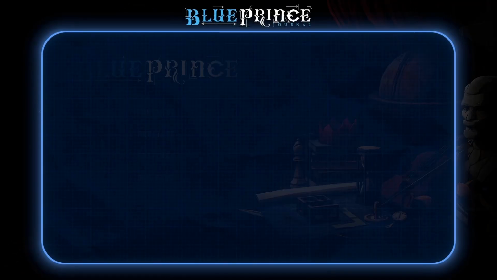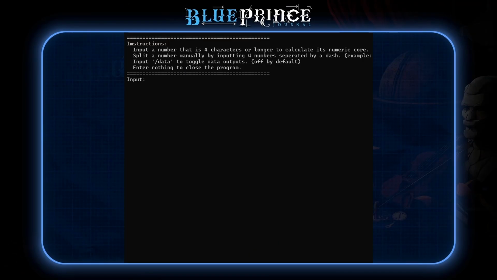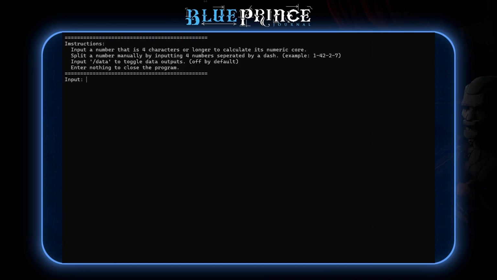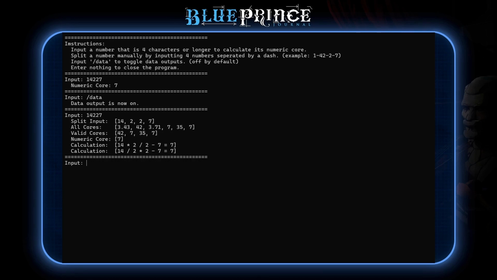Last time I created this program. However, I have updated it a little bit, mostly just because I wanted to do some programming. So if we do this, for example, 14227 is 7. And I've added slash data. When I do that, if I then do 14227, it then gives a lot of data instead.